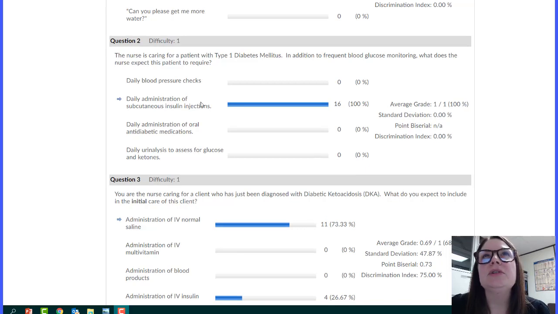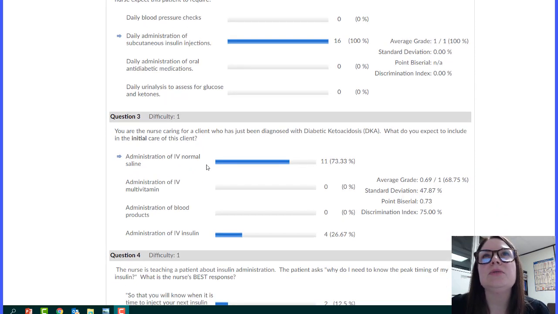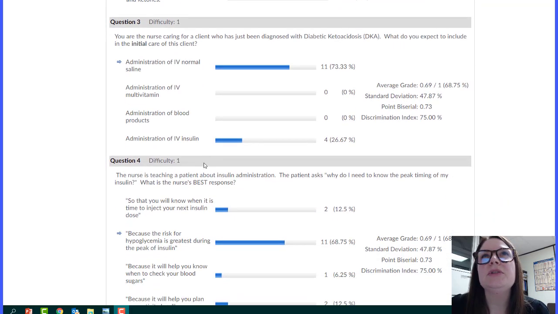Question number 2. The nurse is caring for a patient with type 1 diabetes. In addition to frequent blood sugar checks, what are we going to expect this patient to require? Everybody got it right. Daily administration of insulin. Yes, probably if they're in hospital, they're also getting blood sugar or blood pressure checks. No, they're definitely not getting oral antidiabetics because that's only for type 2. And we're probably not doing a daily urinalysis either unless there's a reason to. So great job, everyone.